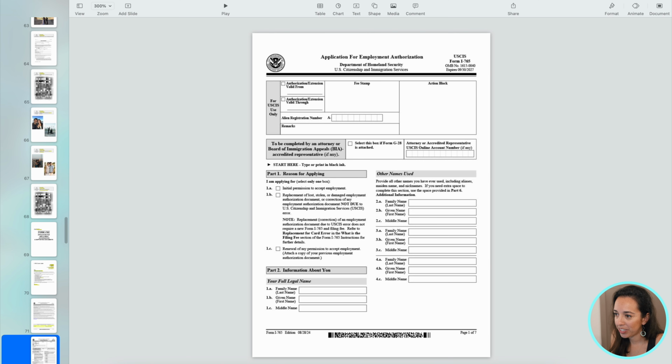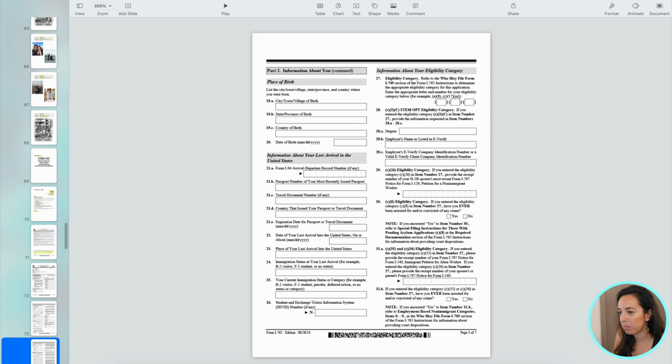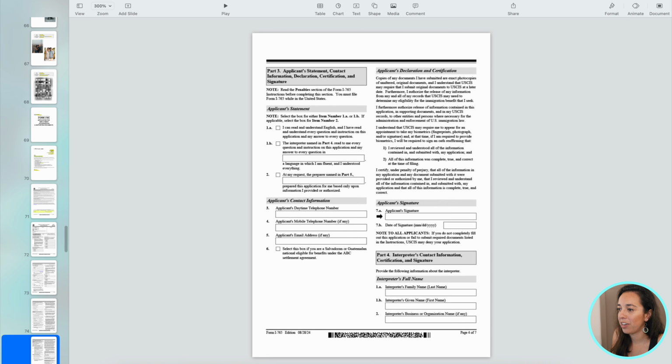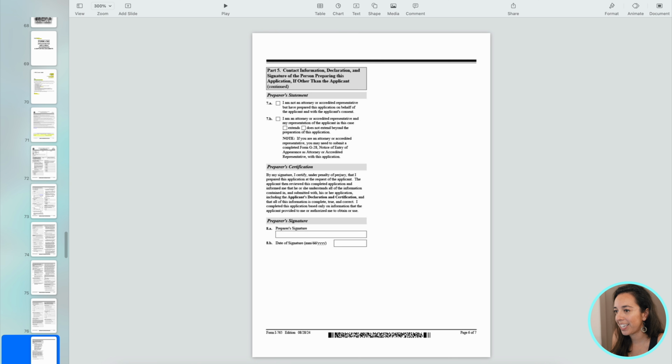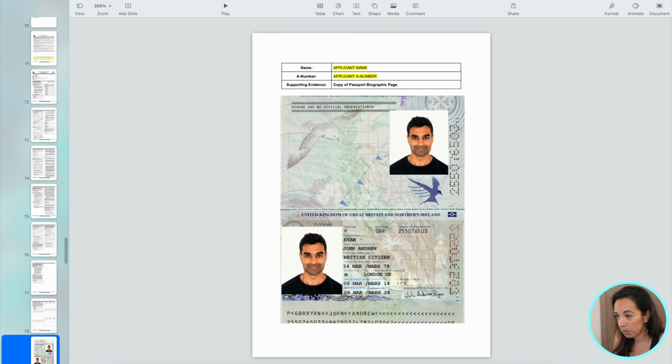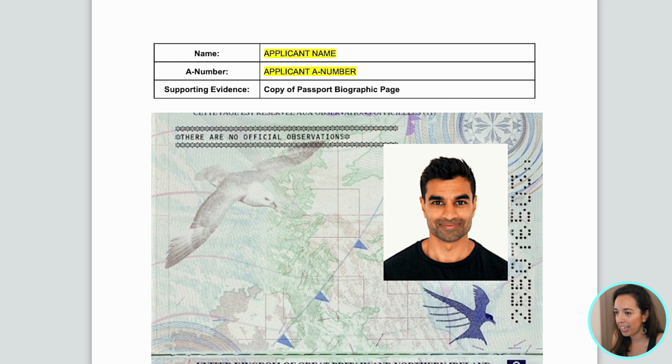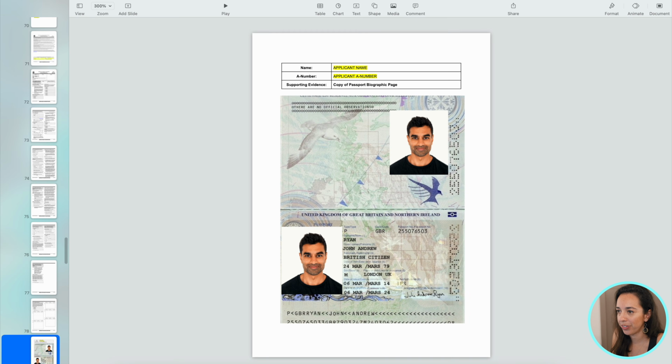I can create a tutorial as to how to fill out this form specifically, but for now, I'll just run through what you're going to need to include with these forms as supplementary documents, as they are very much the same documents for adjustment of status. The first page after the form is a copy of the applicant's passport biographic page. Again, we included a title, the applicant's name, as well as his A number. You'll see a lot of documents we're including are very repetitive, so you can just print out multiple copies of certain items should you wish to.